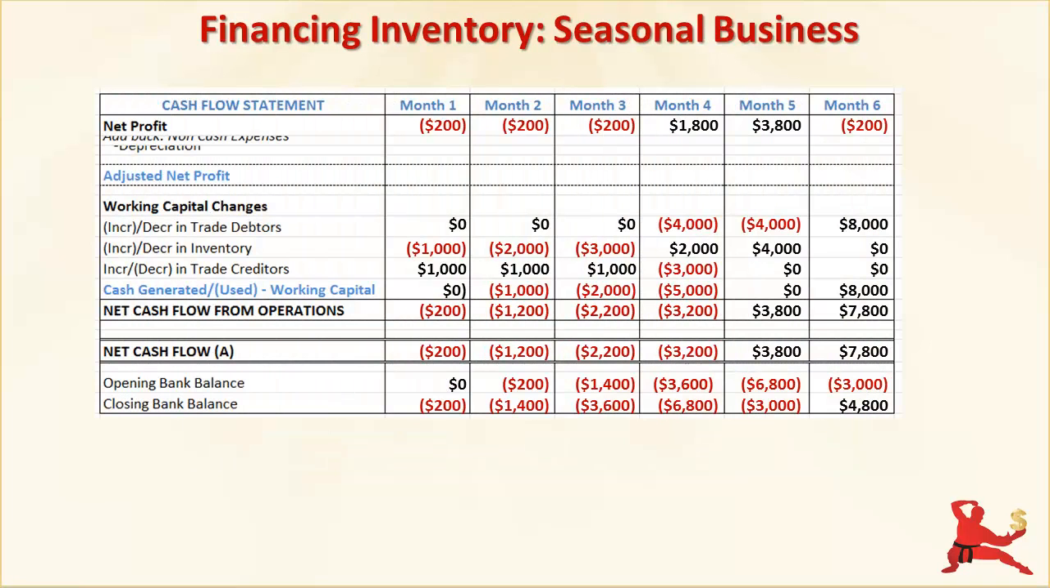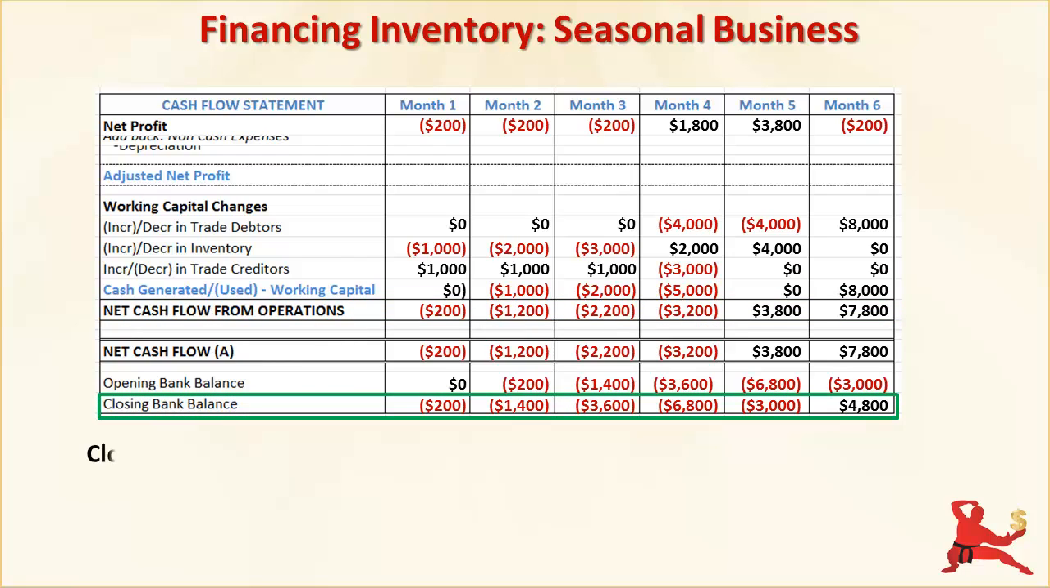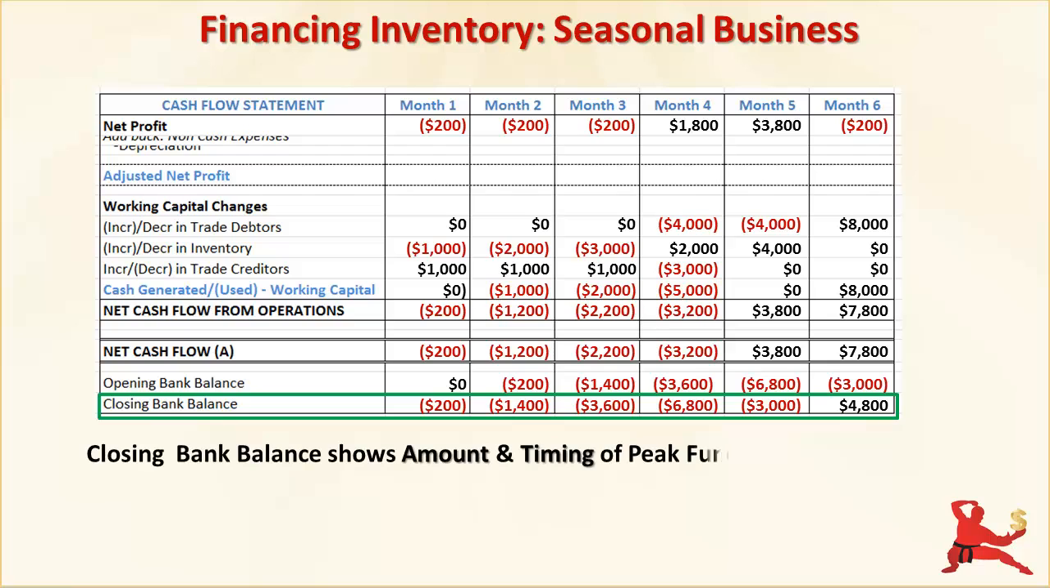The cash flow statement shows you very clearly the funding requirements of this seasonal business over the 6-month period. The peak working capital funding requirement for this 6-month period is $6,800, and that happens in month 4. The net cash flow from operations line tells you how much cash your operating activities generate or use up each month. To figure out how much money you need to find to cover this seasonal funding requirement, you need to look at the closing bank balance line.